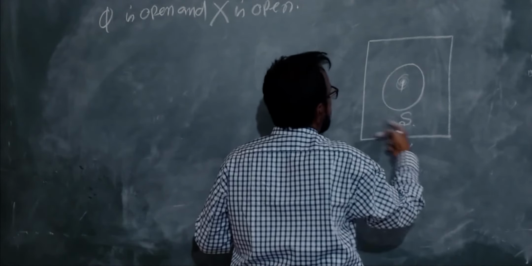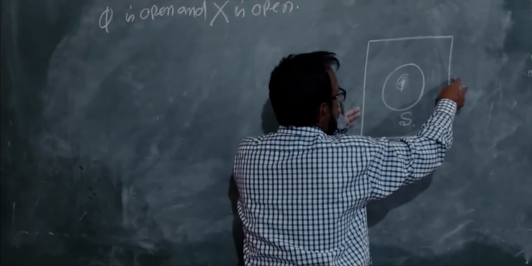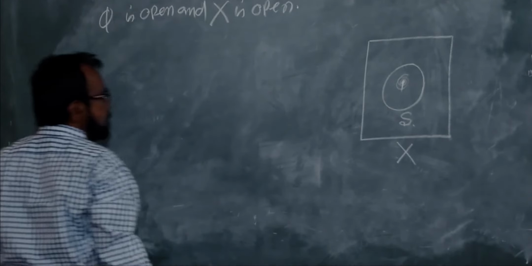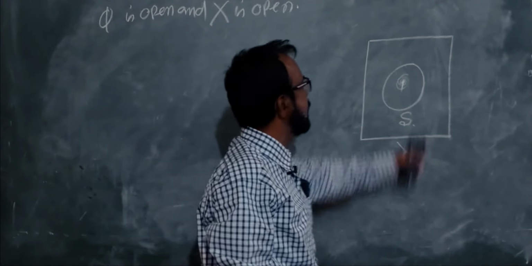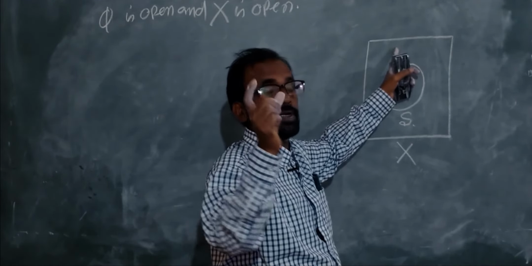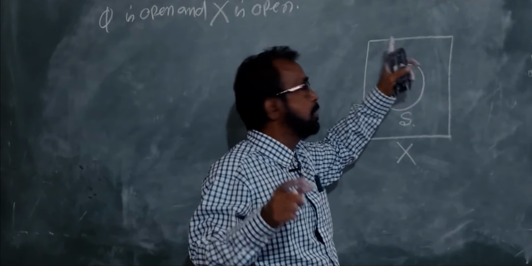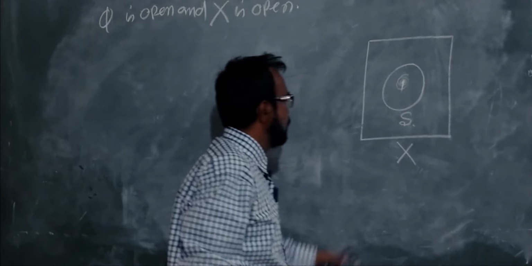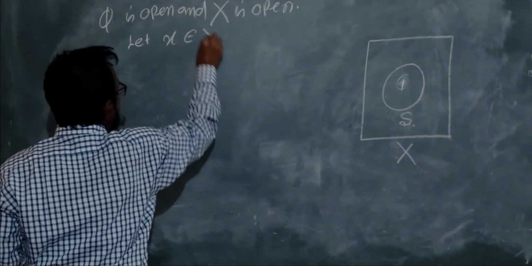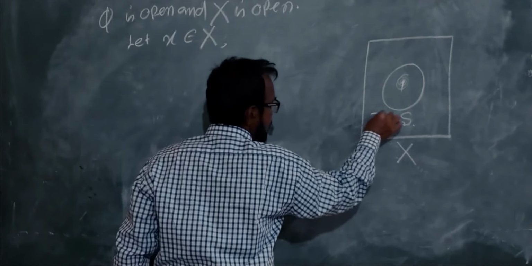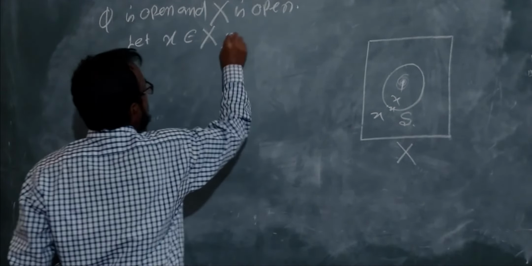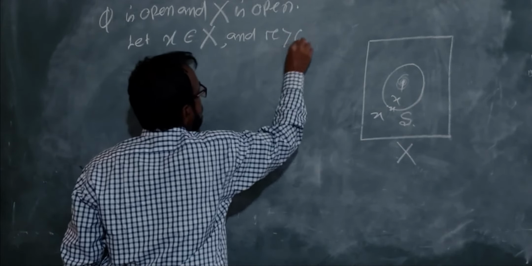Suppose we take the set to be X. Then what about X? The whole space X is open. You take any element of X and take a neighborhood of it. If that neighborhood is a subset of the set, then you declare that each point of X is an interior point, so X is open. Let x belong to X, where x is any arbitrary element, and r is greater than 0.